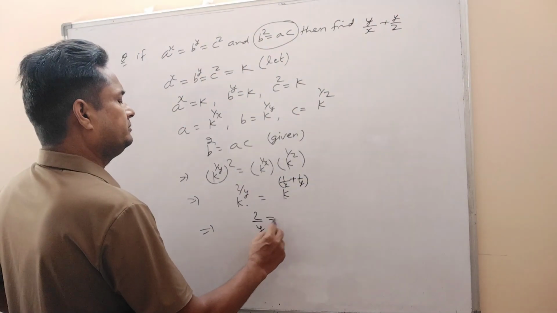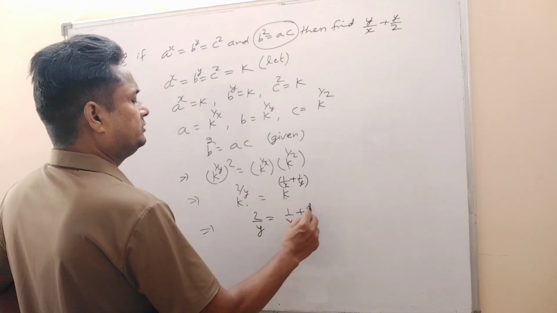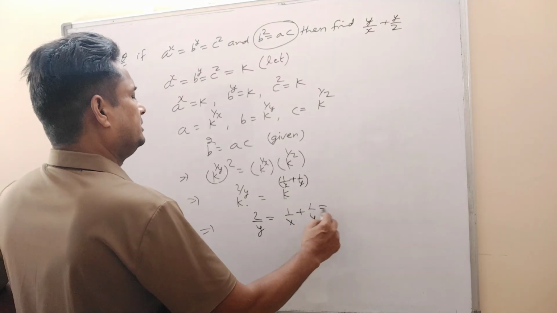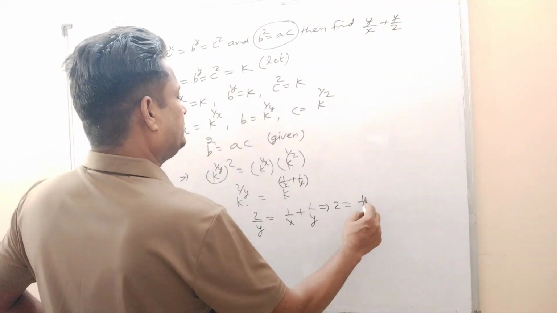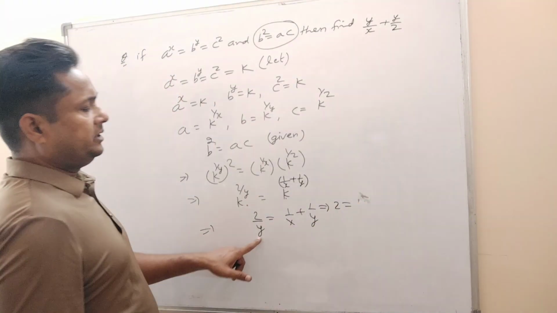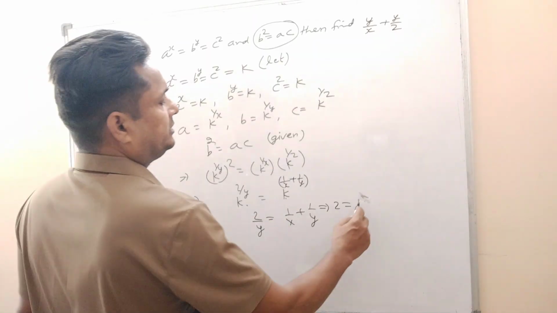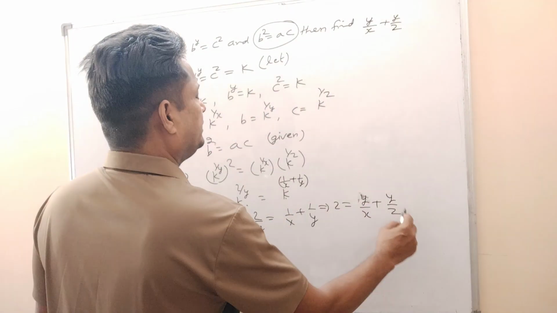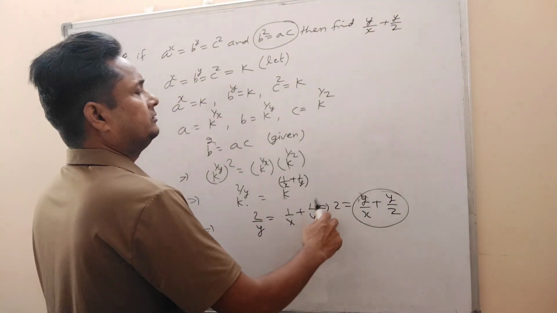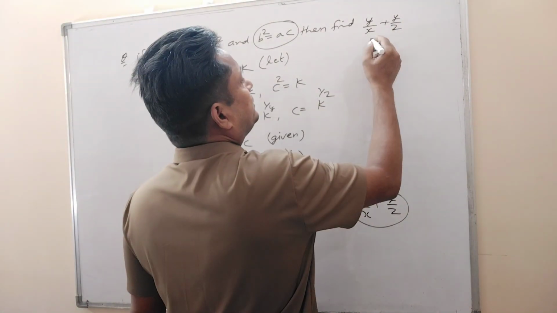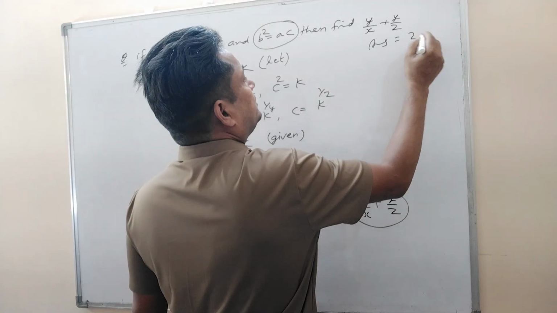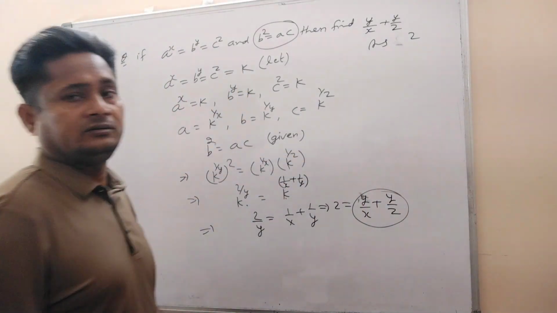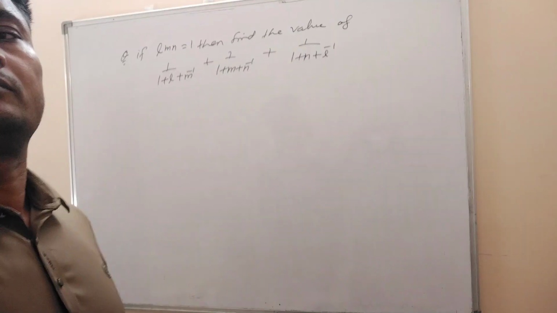So base is same, so power will be same. That means 2 by y is equal to 1 by x plus 1 by z. That means 2 is equal to, multiply y on the right hand side, so it will be y by x plus y by z. That means value of this one is what? Answer is 2. So this is the value of this one.